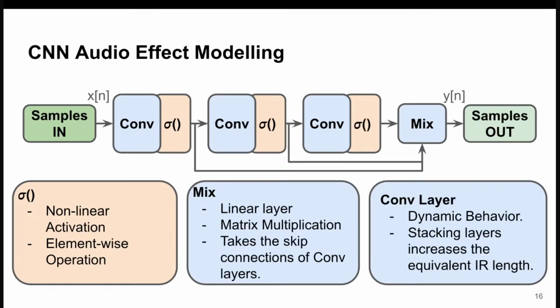This convolutional layer represents the dynamic behavior of the model, and the whole idea is that here, instead of using a recurrent layer, we stack a number of convolutional layers between the input and the output. By doing that, we not only model the dynamic behavior, but stacking more layers actually allows us to increase the equivalent impulse response of the system that we want to model.